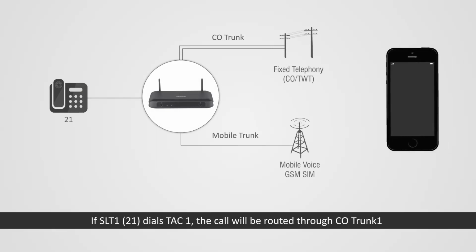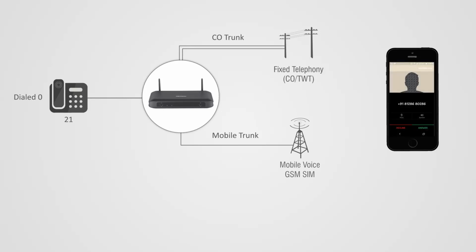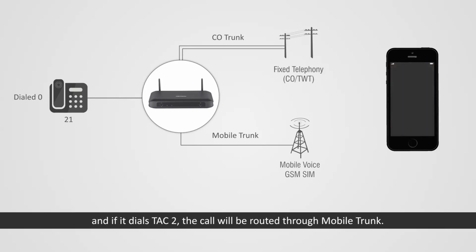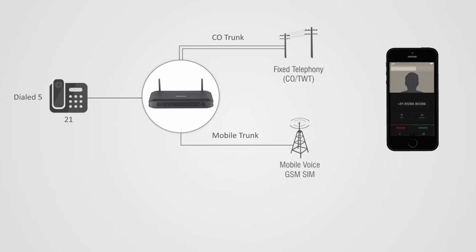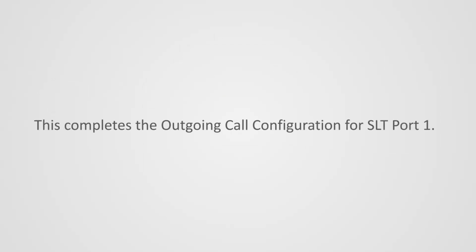If SLT1, that is 21, dials TAC1, the call will be routed through CO trunk 1, and if it dials TAC2, the call will be routed through mobile trunk 1. This completes the outgoing call configuration for SLT port 1.